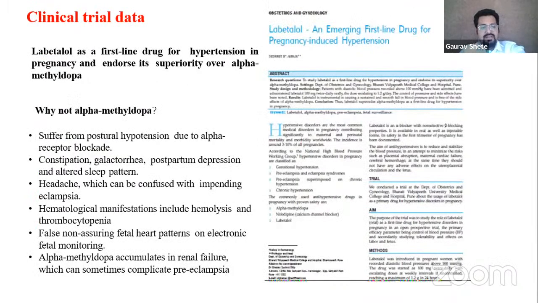So why not alpha methyldopa? Because the side effects are more relevant nowadays. It causes postpartum depression. There is constipation. There is altered sleep pattern. There is headache. It usually masks the changes of eclampsia. There are hematological manifestations like hemolysis and thrombocytopenia. And sometimes it also alters the fetal heart rate.